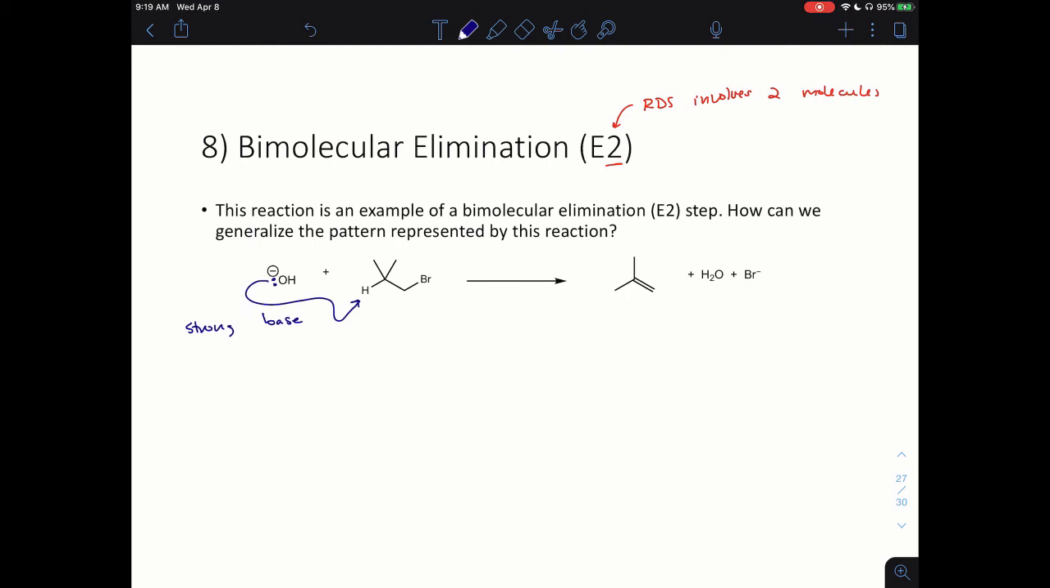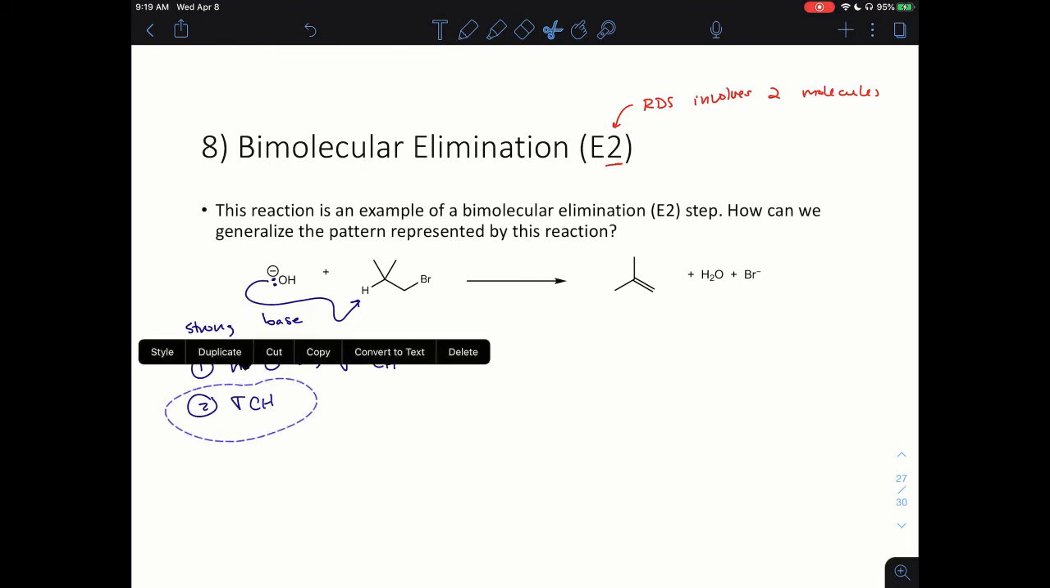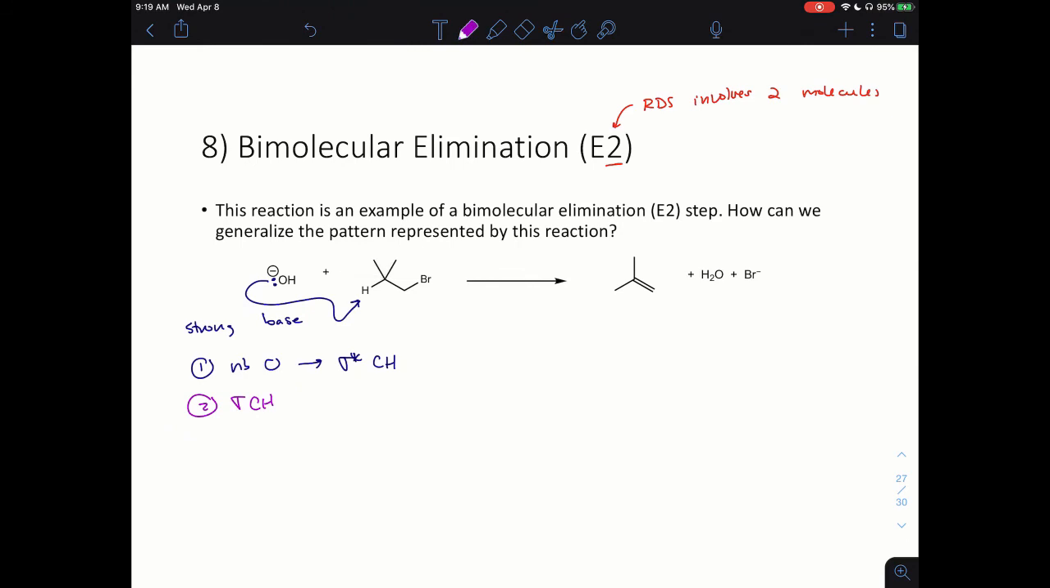It's attacking sigma star CH. Then the electrons in sigma CH, let's do this in a new color. The electrons in sigma CH, they come to form a new pi bond, and they're going to attack sigma star CBr. So sigma CH goes to sigma star CBr, and that breaks the carbon-bromine bond.